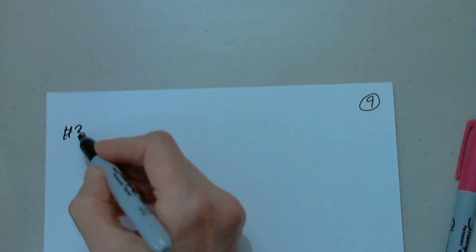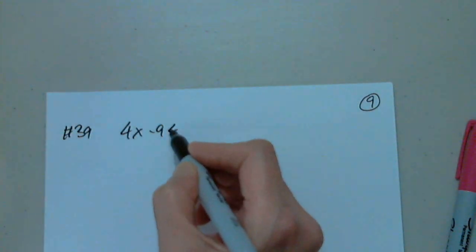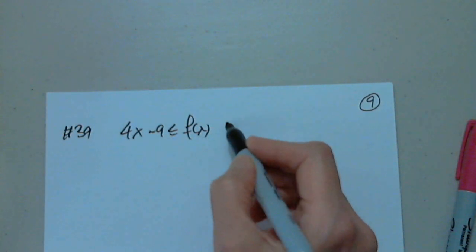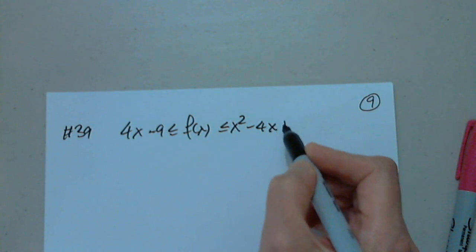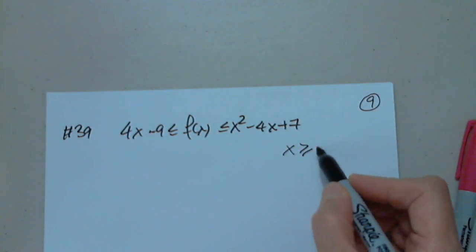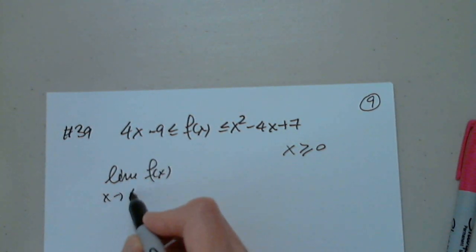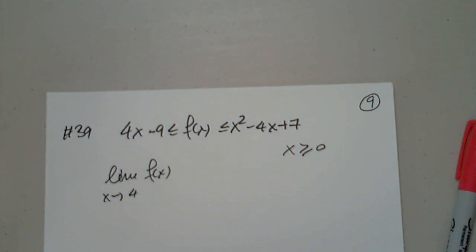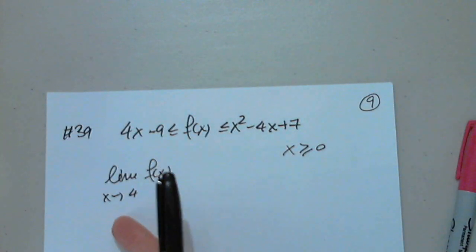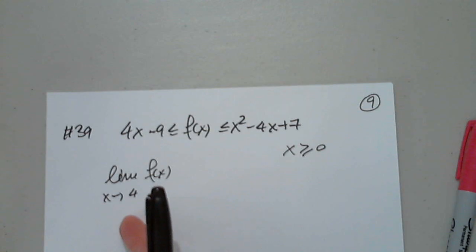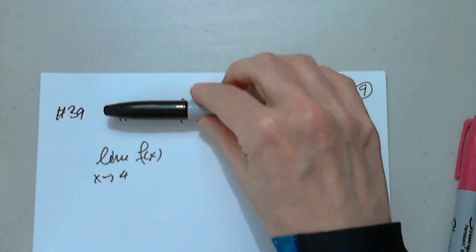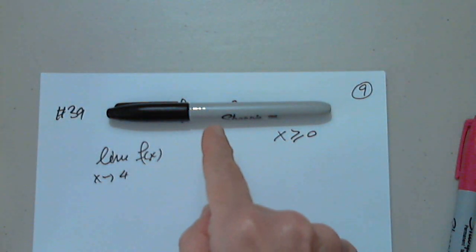So in 39, we have 4x minus 9 less than or equal to some function f of x, less than or equal to x squared minus 4x plus 7 for all x greater than or equal to 0. And we're asked to find the limit of f of x as x approaches 4 from either side. Now I say to you, find the limit without the function. You will say, wait a minute, you're not giving me the function and you want me to find the limit? Yes, because we are given the first hypothesis of the squeeze theorem.